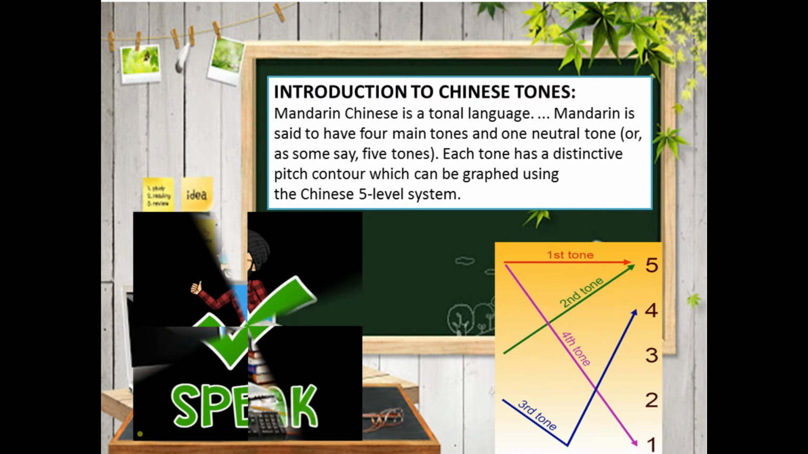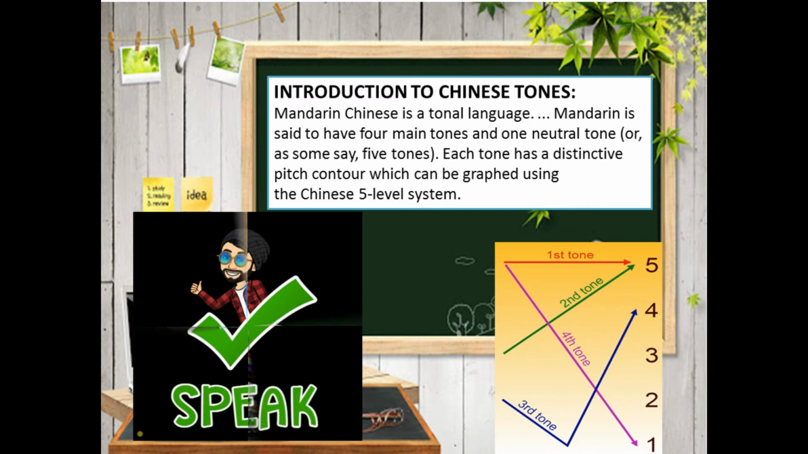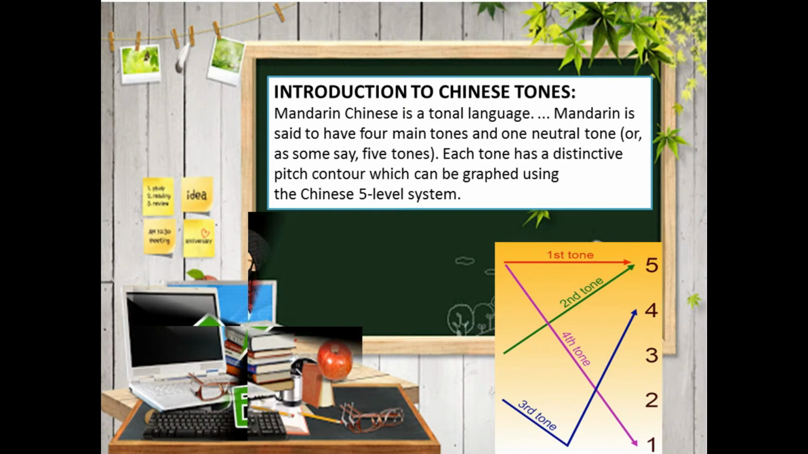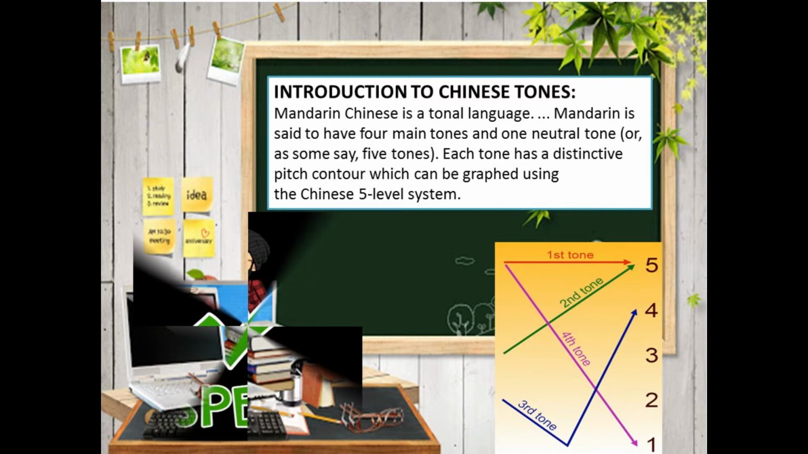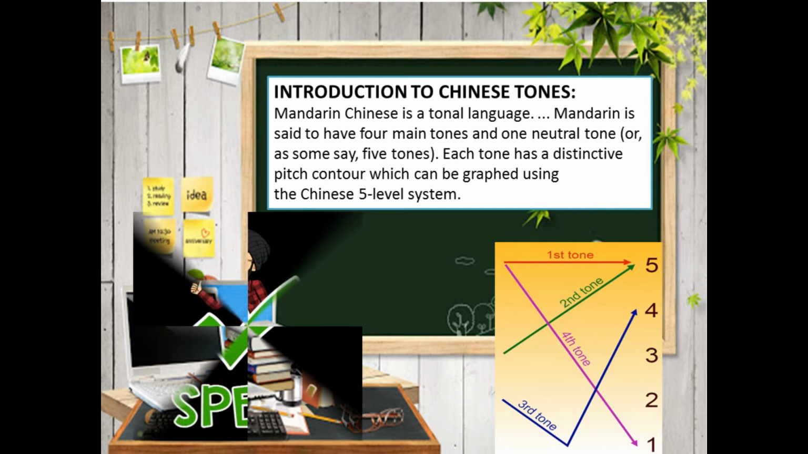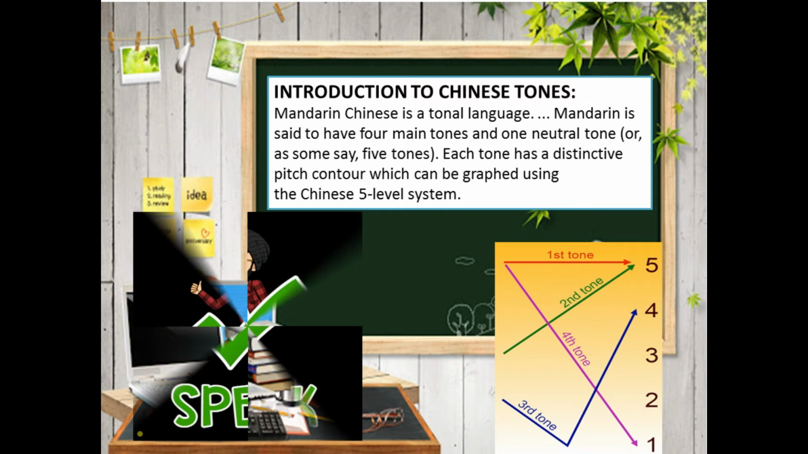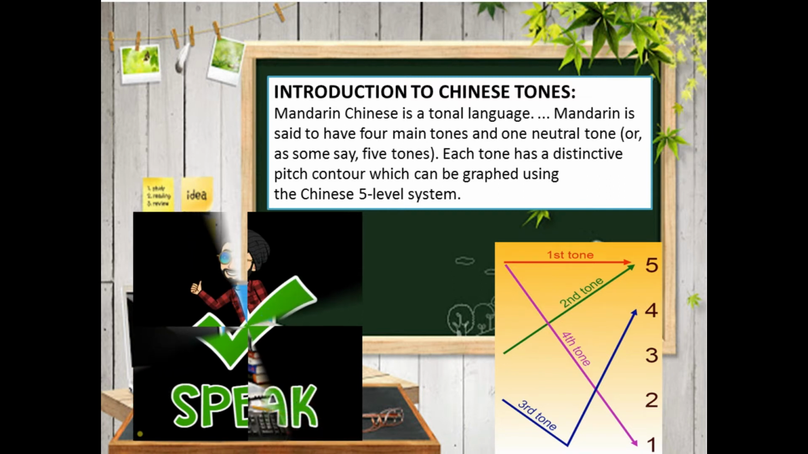The third tone first goes down and then rises, like ma. The fourth tone is the falling tone, ma. And the fifth tone is ma, the neutral tone. So basically we have five tones here.